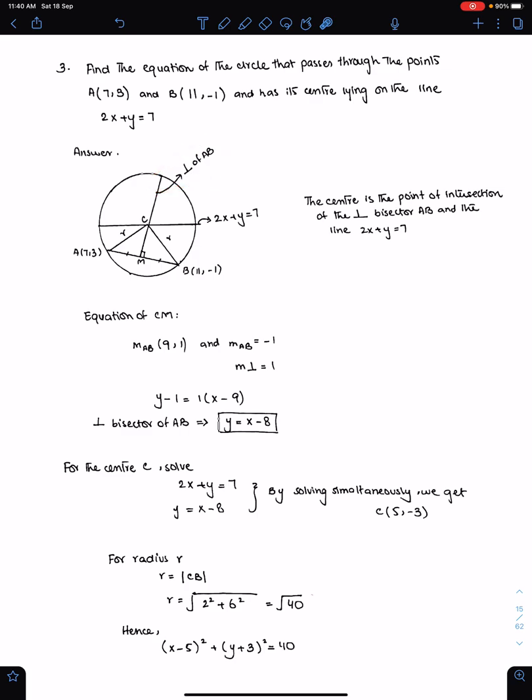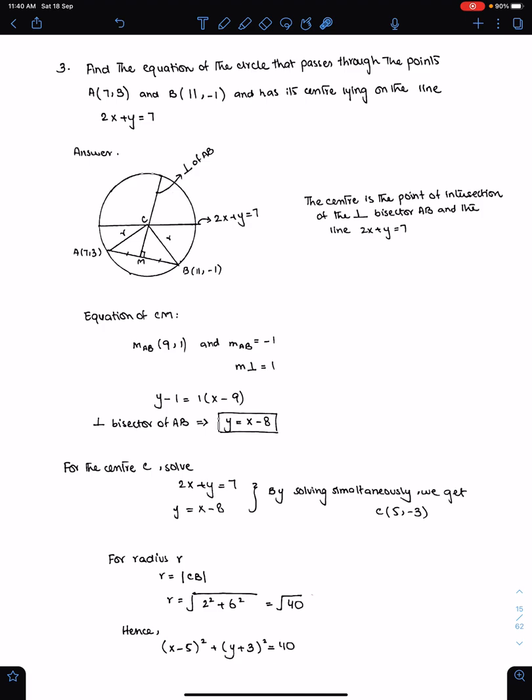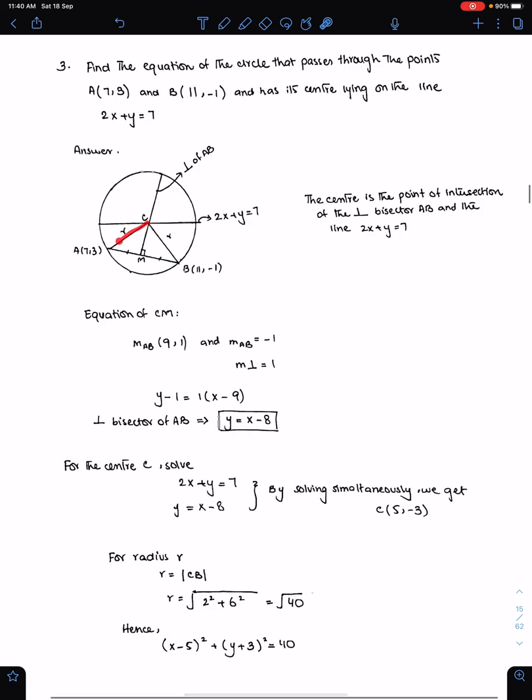And for that we first need the midpoint of this chord AB. This is the midpoint. And gradient of AB is minus 1, therefore gradient of bisector will be 1. The inverse reciprocal of minus 1 is 1. And this is the equation of this bisector. Now by solving this equation and this equation simultaneously, we can get the coordinates of the center, which are 5 and minus 3.